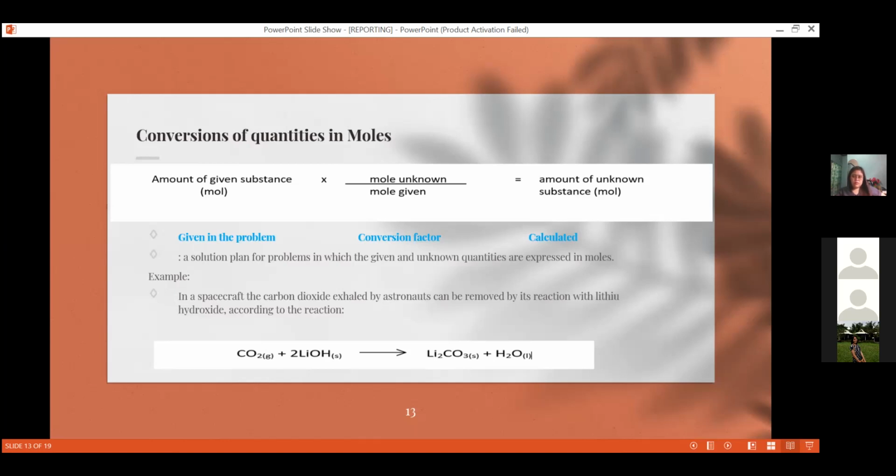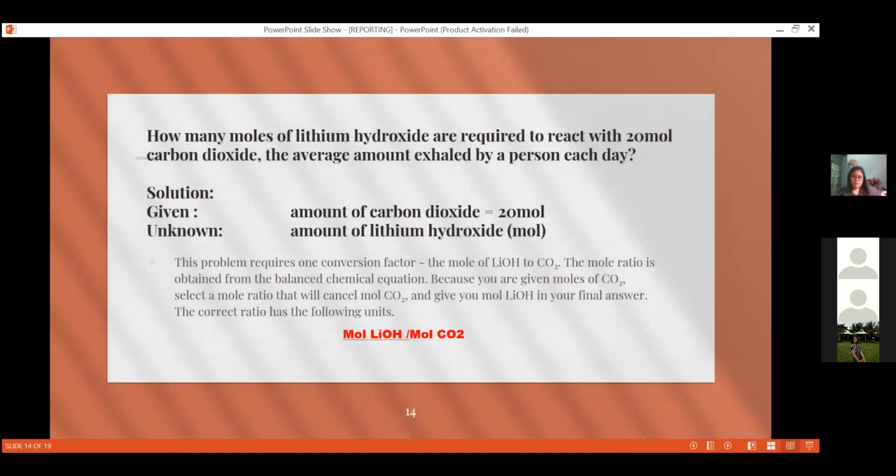Next, the question is, how many moles of lithium hydroxide are required to react with 20 mole carbon dioxide, the average amount exhaled by a person each day? Solution: the given is the amount of carbon dioxide, 20 mole, then the unknown is the amount of lithium hydroxide in mole.